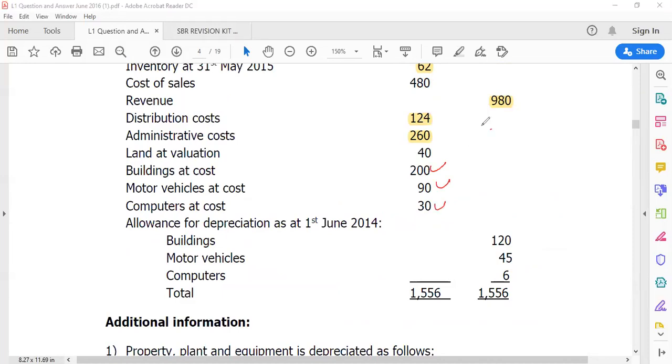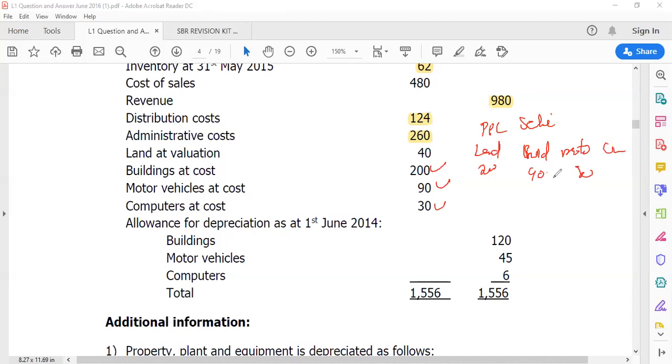Simply say PPE schedule. Oh, no. Let me just delete the word schedule. That's not the correct spelling. Okay. So PPE schedule. So what do we do here? We have land, we have buildings, we have motor vehicle, we have computer, we have a lease. So what do you do? You know, the building, they've told you it was 200, the cost. This one, it was 90. This one, it was 30.